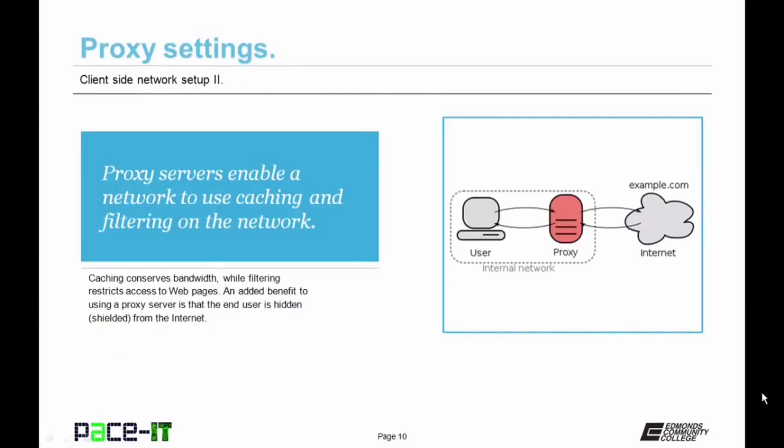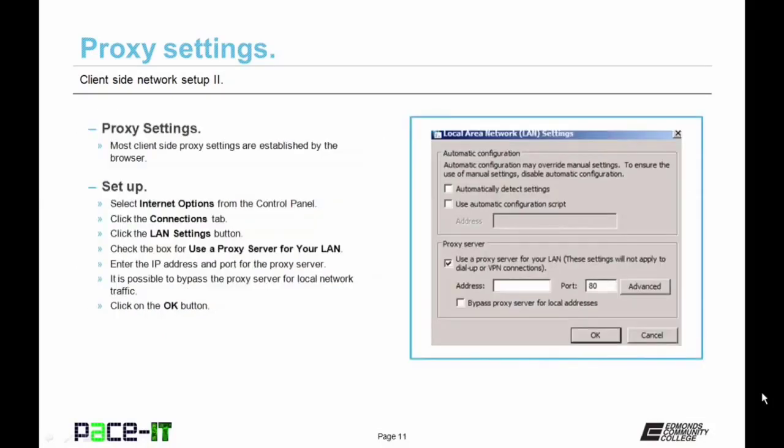Before we can discuss the proxy settings, we need to discuss proxy servers. These enable a network to use caching and filtering on the network. Well, caching conserves bandwidth because it saves frequently requested web pages in its cache, and it provides filtering because it will restrict access to web pages. An added benefit to using a proxy server is that the end user is hidden, shielded from the internet. They're never seen. Only the proxy server is seen. With that taken care of, let's discuss proxy settings.